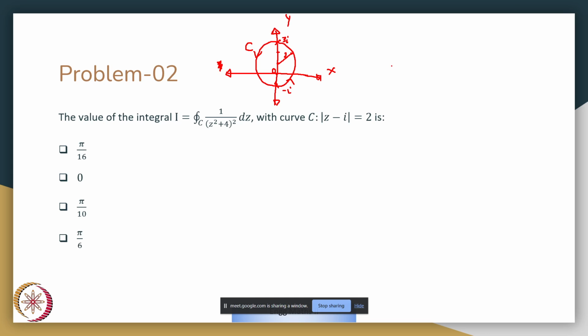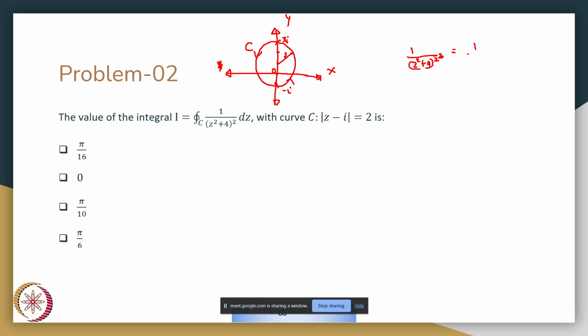Okay, with this being clear, we essentially now move to our function. I'll write it as 1 upon (z square plus 4) whole square.